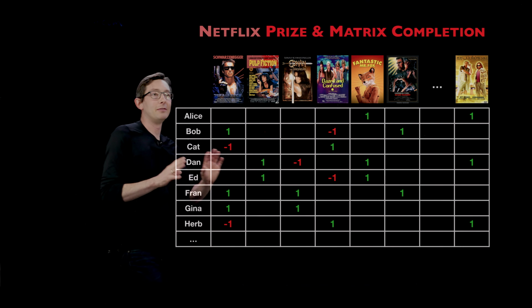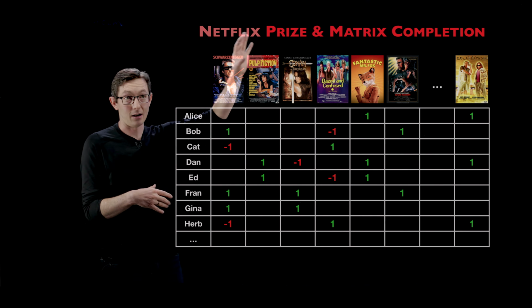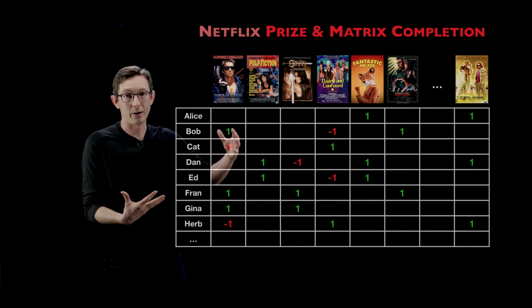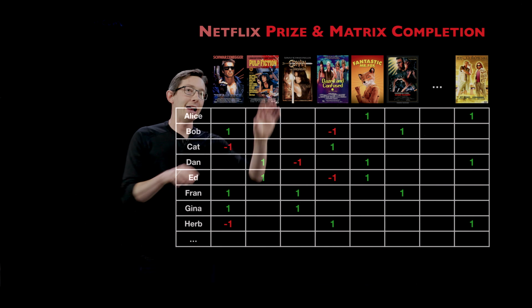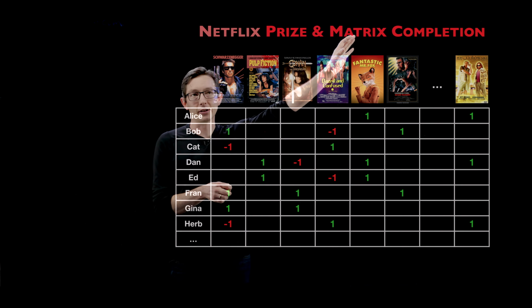Last thing I want to point out, I actually talked about this in chapter 1 on the singular value decomposition when I talked about the Netflix prize and correlations in general. And so I thought I would revisit that example here in the context of robust principal components analysis. So we have the Netflix prize and matrix completion.